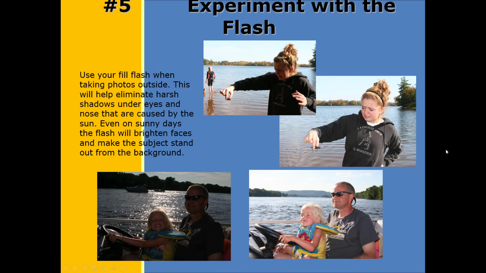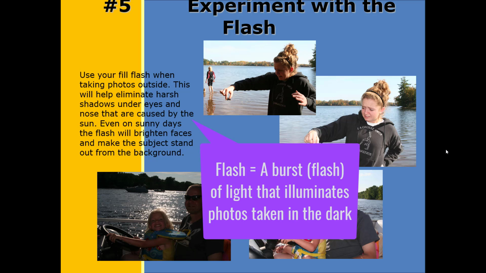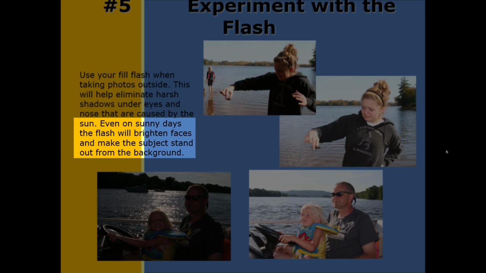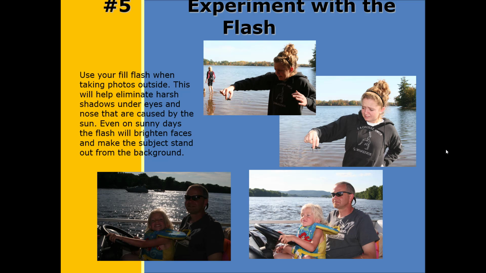The fifth tip is to experiment with the flash. So the flash on your camera is used when you're in a dark situation. It flashes out a burst of light so that you can actually see the subject and what's happening. However, sometimes it's actually bright outside and you still want to use a flash. For example, if you don't use a flash, you might get some shadows under your eyes and nose because of the sun. So the flash would take away those shadows.